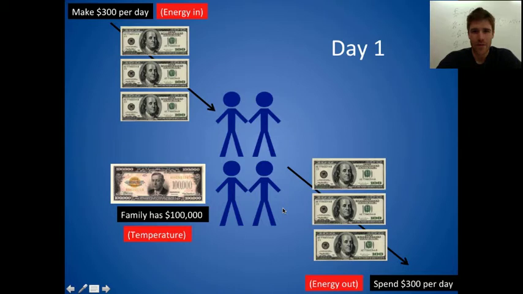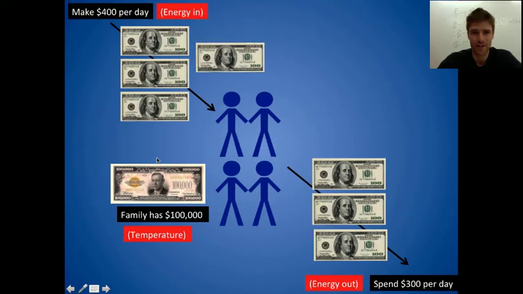What's going to happen as the days progress? After one day, nothing has happened to the family's wealth, nothing has happened to the temperature, because we have the same amount of energy coming in as leaving. So the wealth stays exactly the same. And this is true after 2 days and after 3 days, etc. When we have the same amount of money coming in as leaving, then we don't have a change in wealth. And if we have the same amount of energy coming in as leaving, then we don't have a change in temperature.